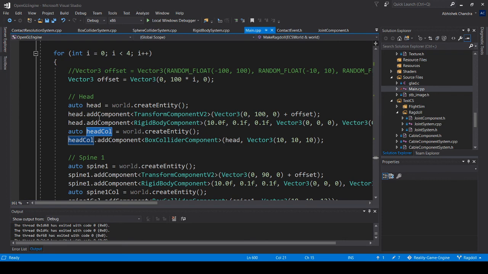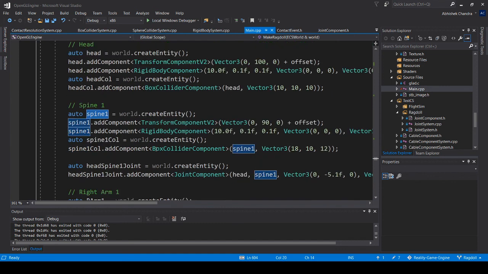And whenever I want to connect two of these, so let's say I have the head and very similarly I have the spine, then I have a joint, the head-spine joint, which has this joint component which connects the head and the spine with all the other parameters. So yeah, that's how you would go about implementing the ragdolls.